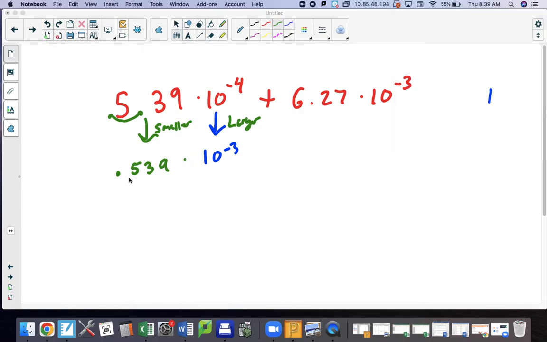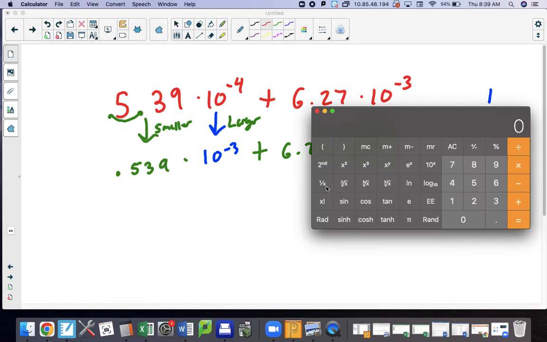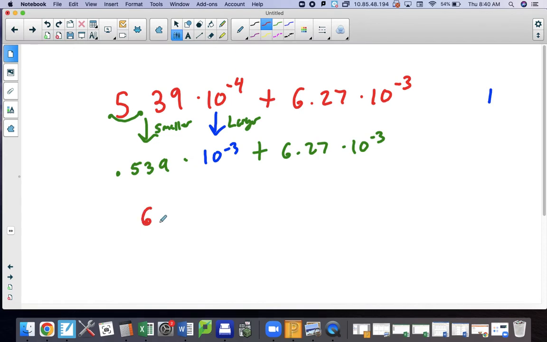So we have 0.539. This number, 6.27 times 10 to the negative third. We're going to add our two numbers together. 6.27 plus 0.539 gives us 6.809 times 10 to the negative third.